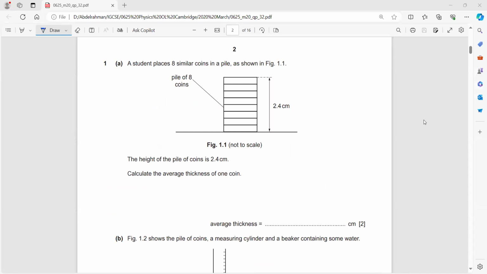So we have 8 similar coins. How can I find the average thickness of one coin? It's quite easy. What should I do? If I have the total height of 2.4 centimeters and I have 8 coins, what should I do? Divide. 2.4 over 8, yes. This will give me 0.3 centimeters.